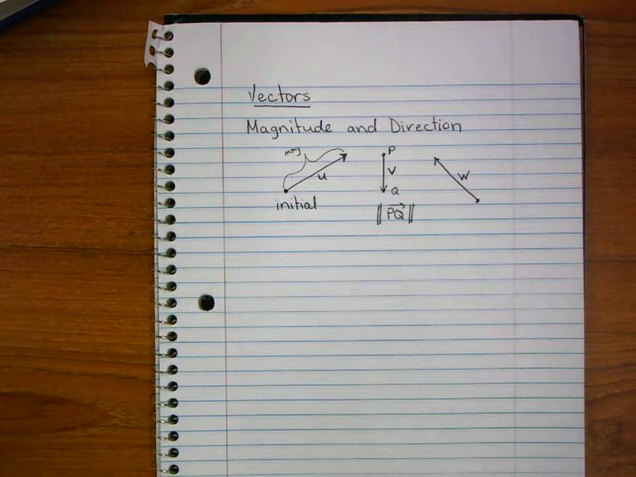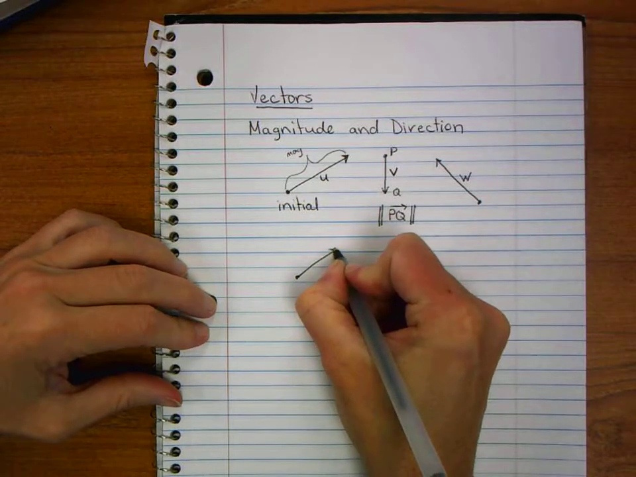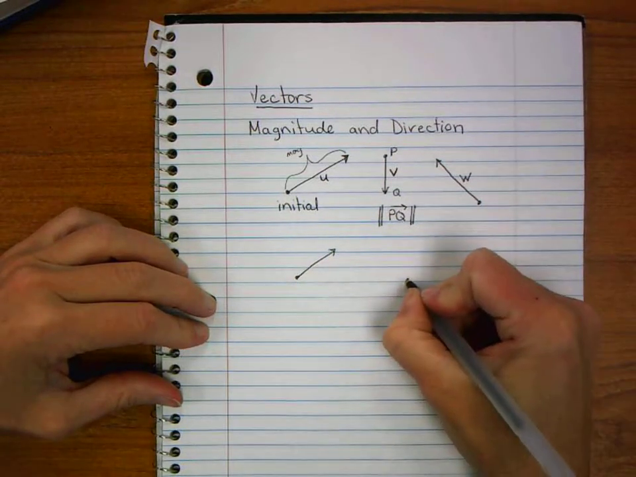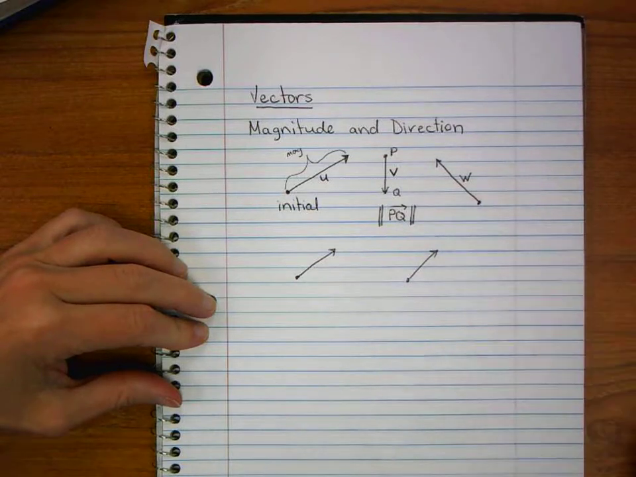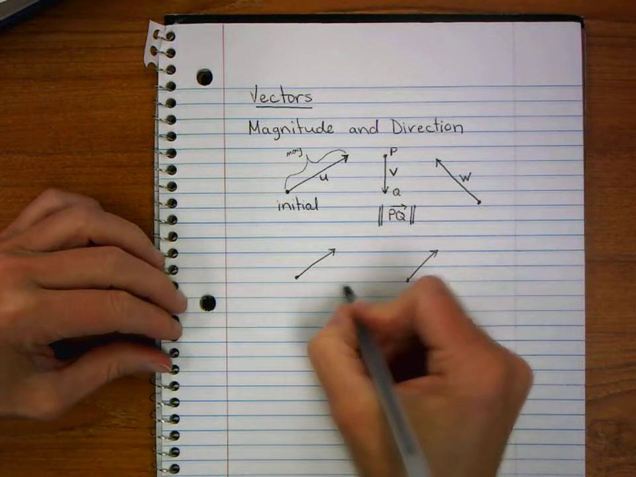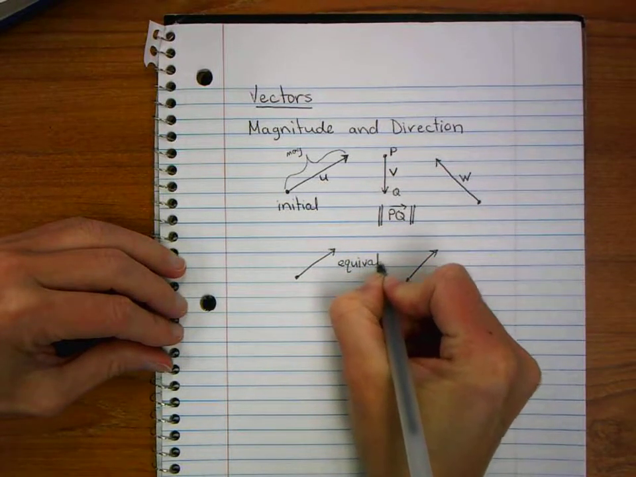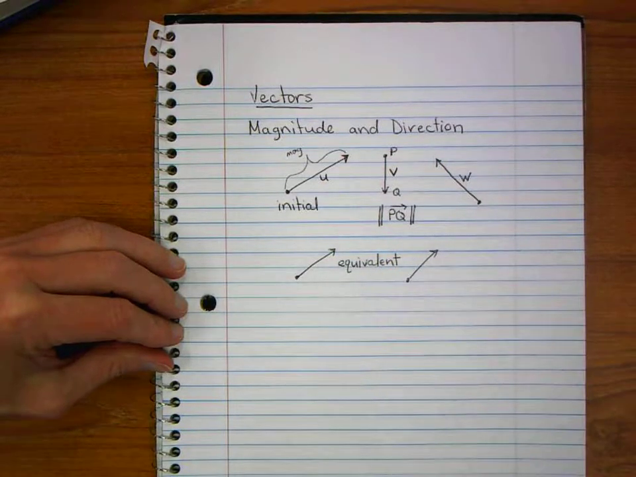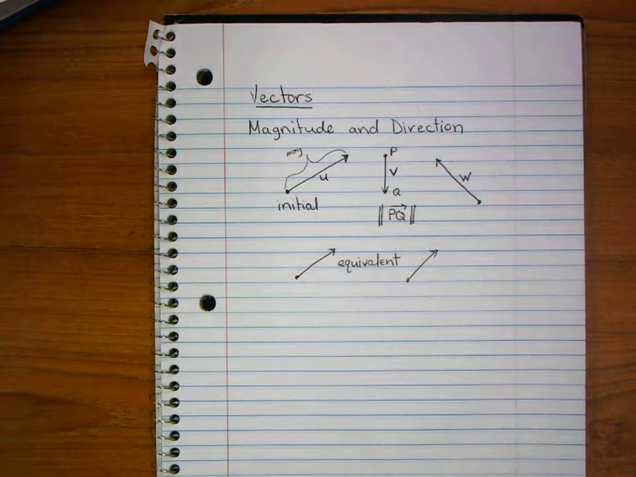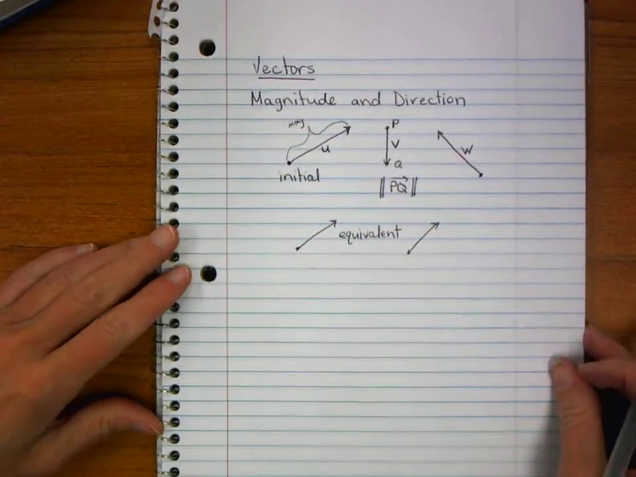Now, any vector that has the same magnitude and same direction, we say are equivalent. So for example, if I had this vector and this vector, although they are in different locations, they are equivalent vectors, because their magnitude is the same and their direction is the same. Now, this is kind of the geometric representation of a vector.